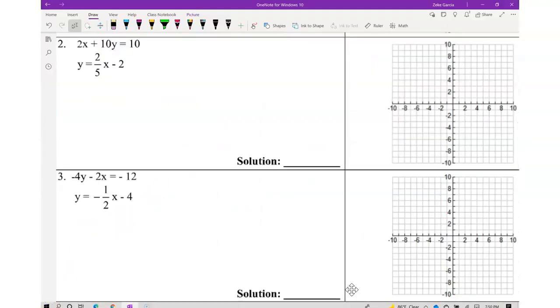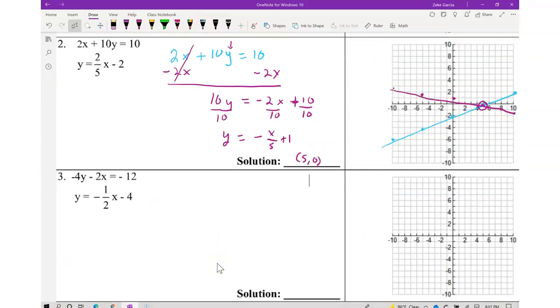If you notice, the second equation is already, let me explain what I did here for number 2. I went ahead and subtracted 2x from both sides, and then I went ahead and divided by 10. And you notice that you get a fraction, negative 2 over 10 x plus 10 over 10, which 2 over 10 reduces to 1/5 x plus 1. Remember that 2 over 10, the numerator and the denominator is divisible by 2, so you have 1 over 5, and that's how I got 1/5 x plus 1.